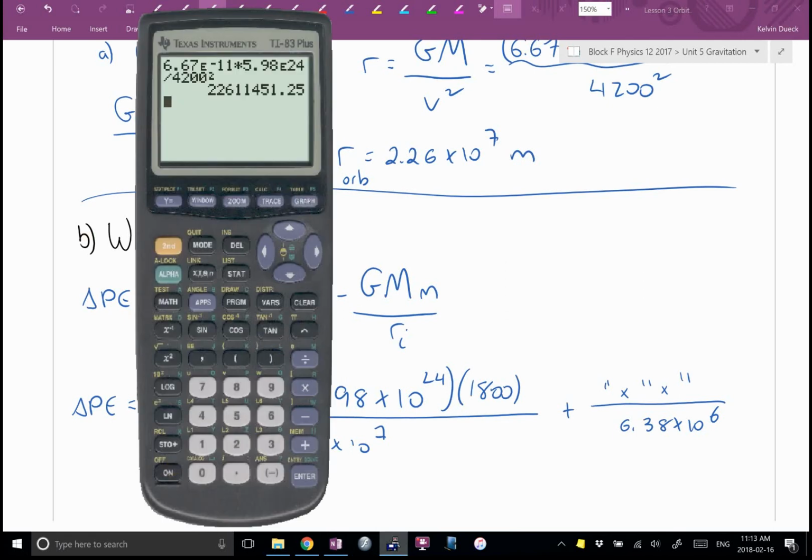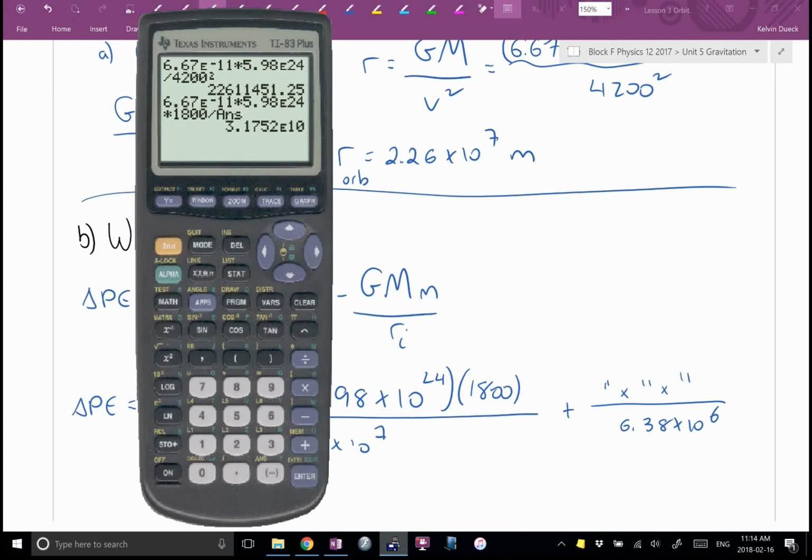You know what I just noticed? The last calculation that we did, I have a 6.67 and a 5.98. I'm just going to backspace, and all I need to do is multiply by 1800 and then divide by the answer button. Why not use that? And I get my final potential energy.